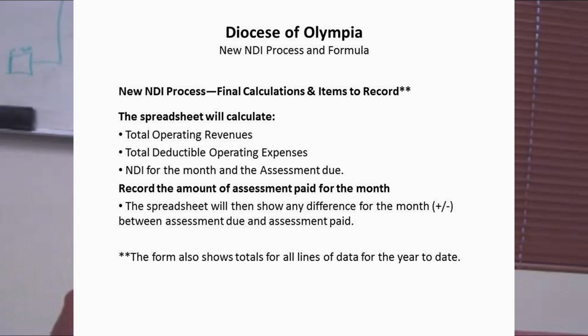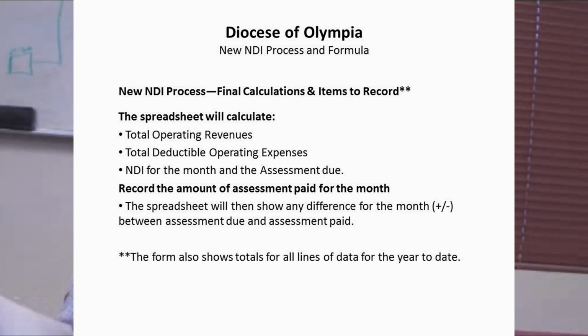Slide 5. So the new NDI process, if you looked at that sheet, the final calculations and items for you to record. The spreadsheet will calculate the total operating revenues for you. You just put in the lines A1 through 4, and then it'll give you the total for A. You put in the total deductible operating expenses, B1 through 5. It gives you line B total each month.